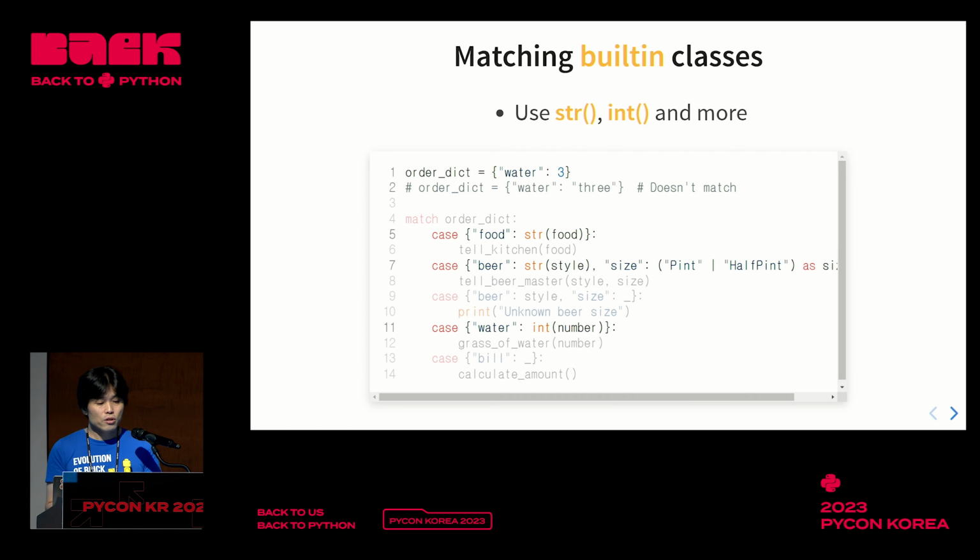And you can use built-in classes for matching. Use str, int, or something. In this case, food and beer style are strings: str food, str style. And the number of water is an integer, int with parentheses, number. If the value of water is a string, it will not match the pattern. If the order dict is water, 3, int 3 matches, but if the order dict is water and string 3, it doesn't match in this match case pattern. Okay.